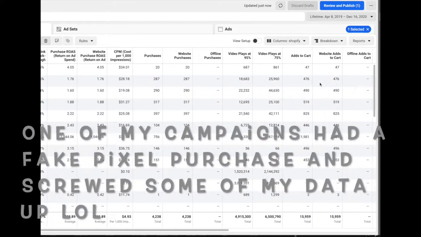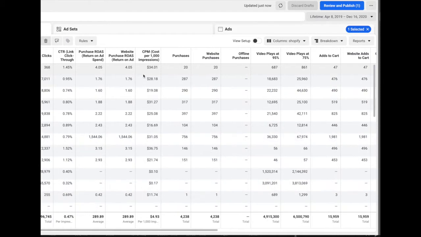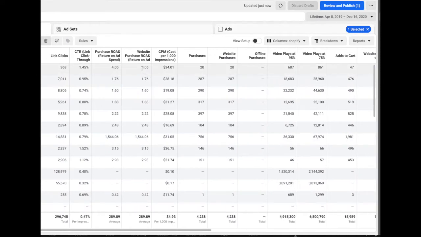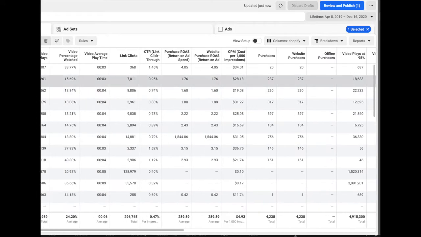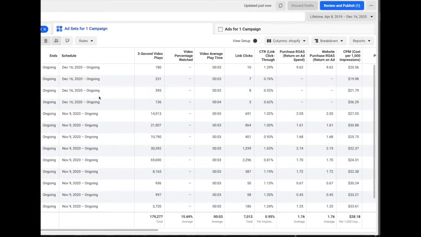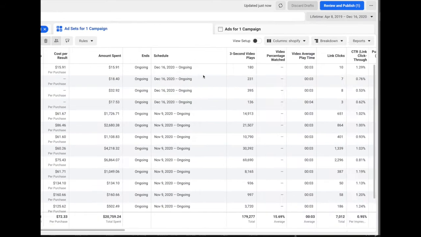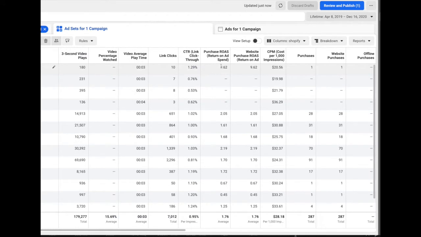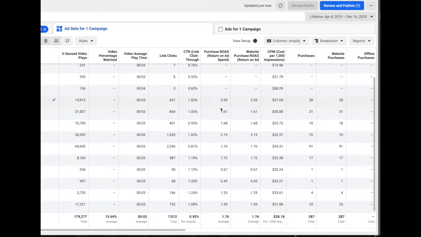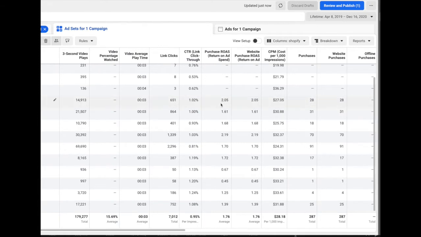However, if you look at the lifetime ROAS, you can see here for some of my campaigns, it's 4. Other ones are 1.76. My break even is around 1.4. And if you go into the actual campaign, you can see the individual ad sets. So you really have to break it down and see what's profitable or unprofitable. Like one had a 9.62 ROAS. Other ones have a 2.05. Another one 2.19.